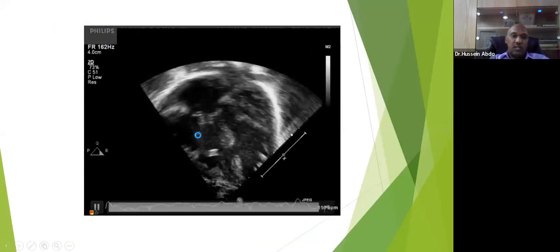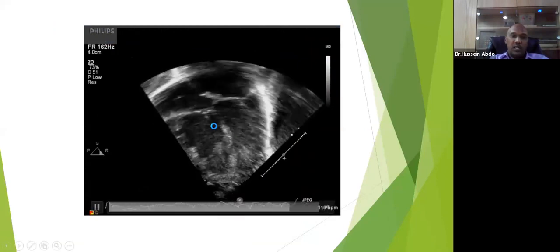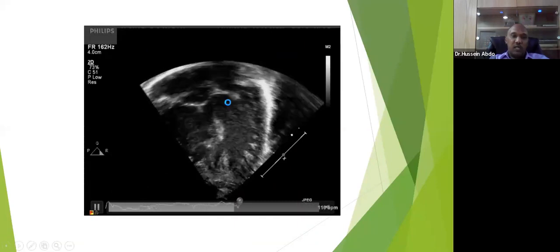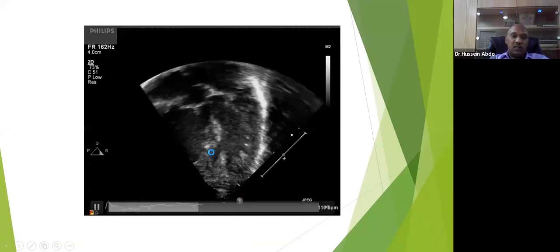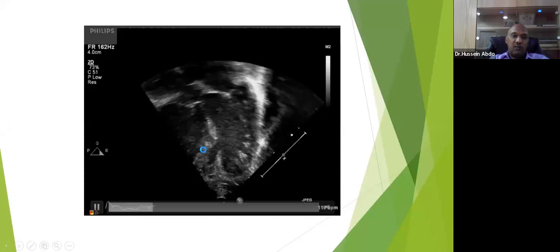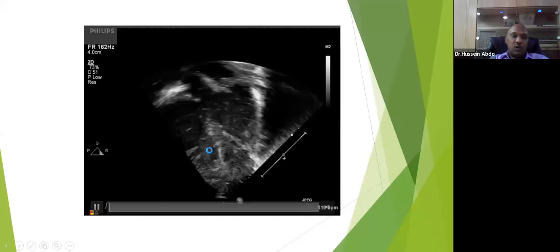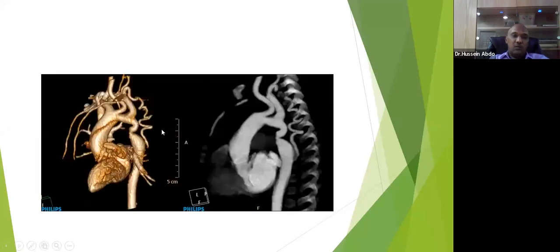This is a VSD, this is the right ventricle, left ventricle. This is the tricuspid valve. This is the mitral valve. This patient has a ventricular septal defect. Sometimes patients with coarctation might have an additional VSD.